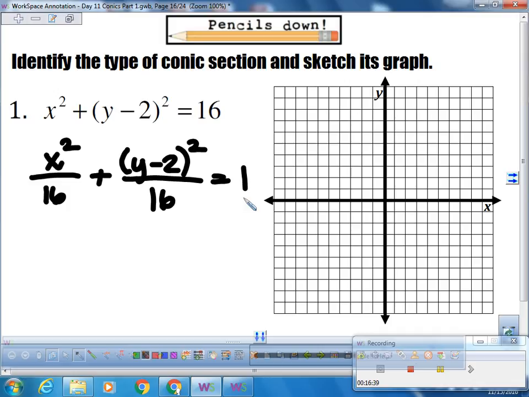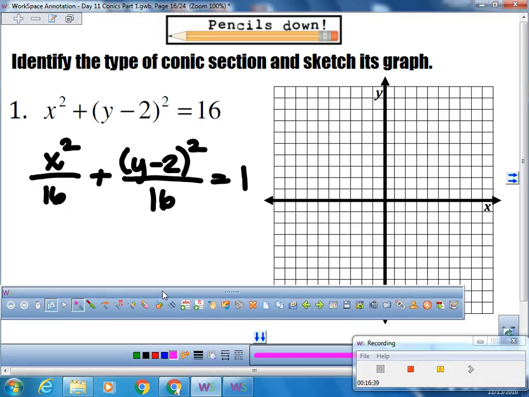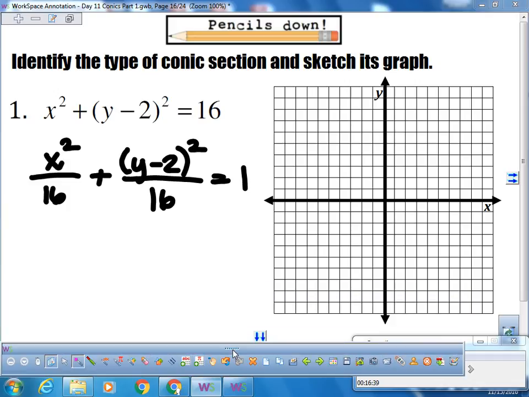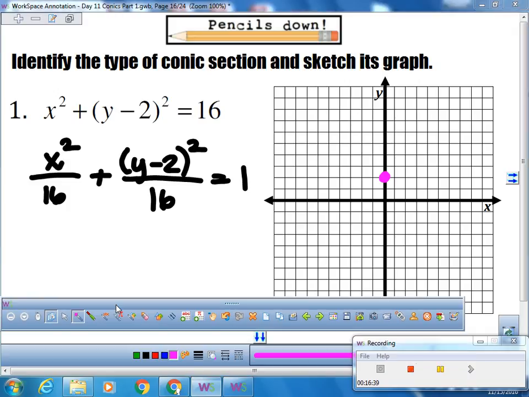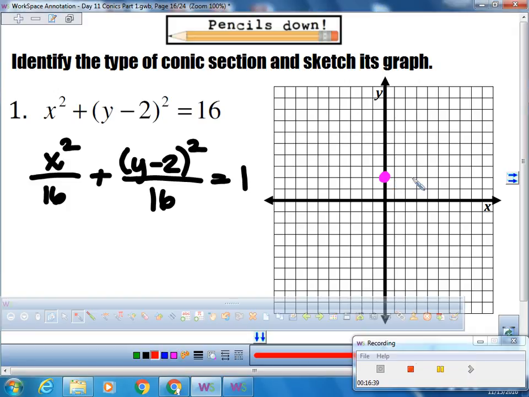Okay. So I should be able to graph this one really quick. My center is at 0, 2, and I'm going out on my x and y axis 4: 1, 2, 3, 4, 1, 2, 3, 4, 1, 2, 3, 4, 1, 2, 3, 4. And there's my circle.